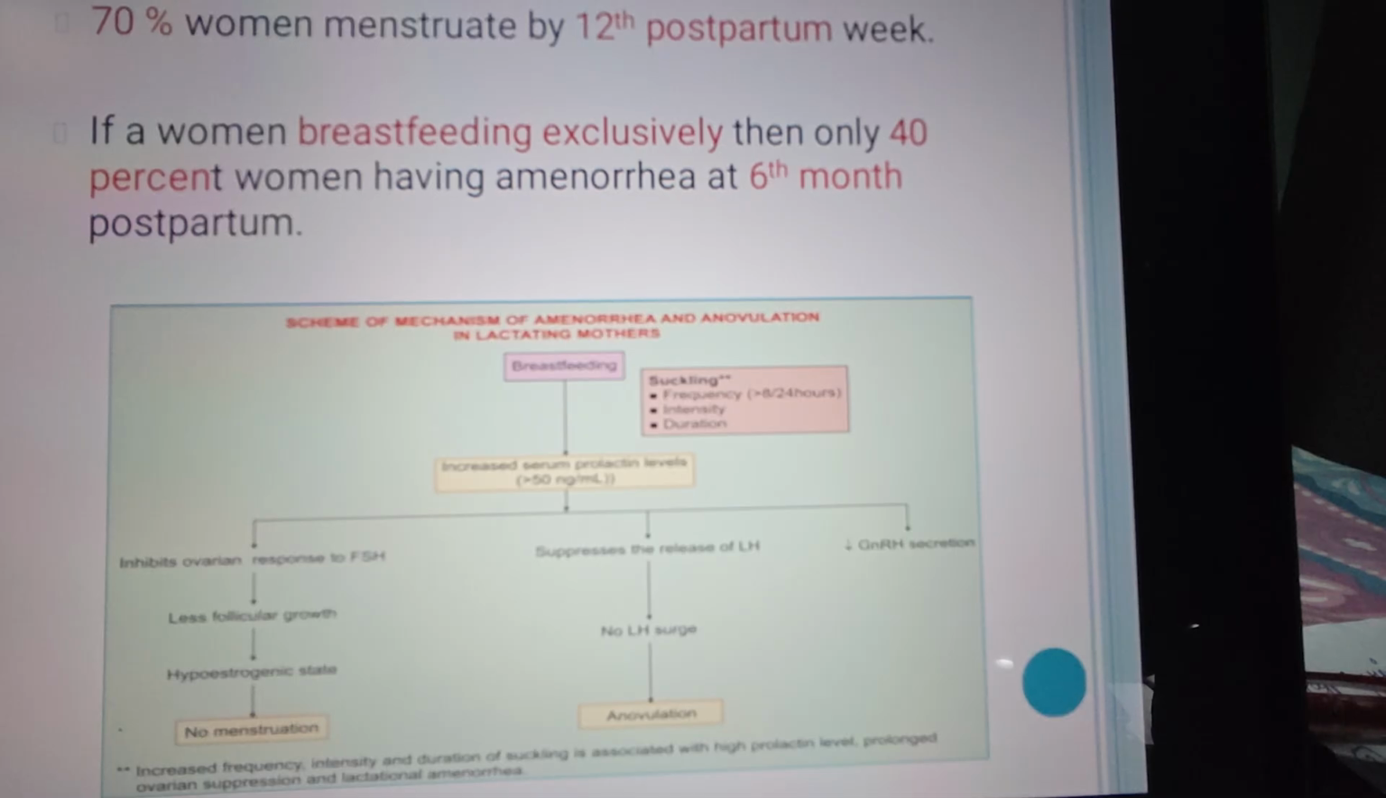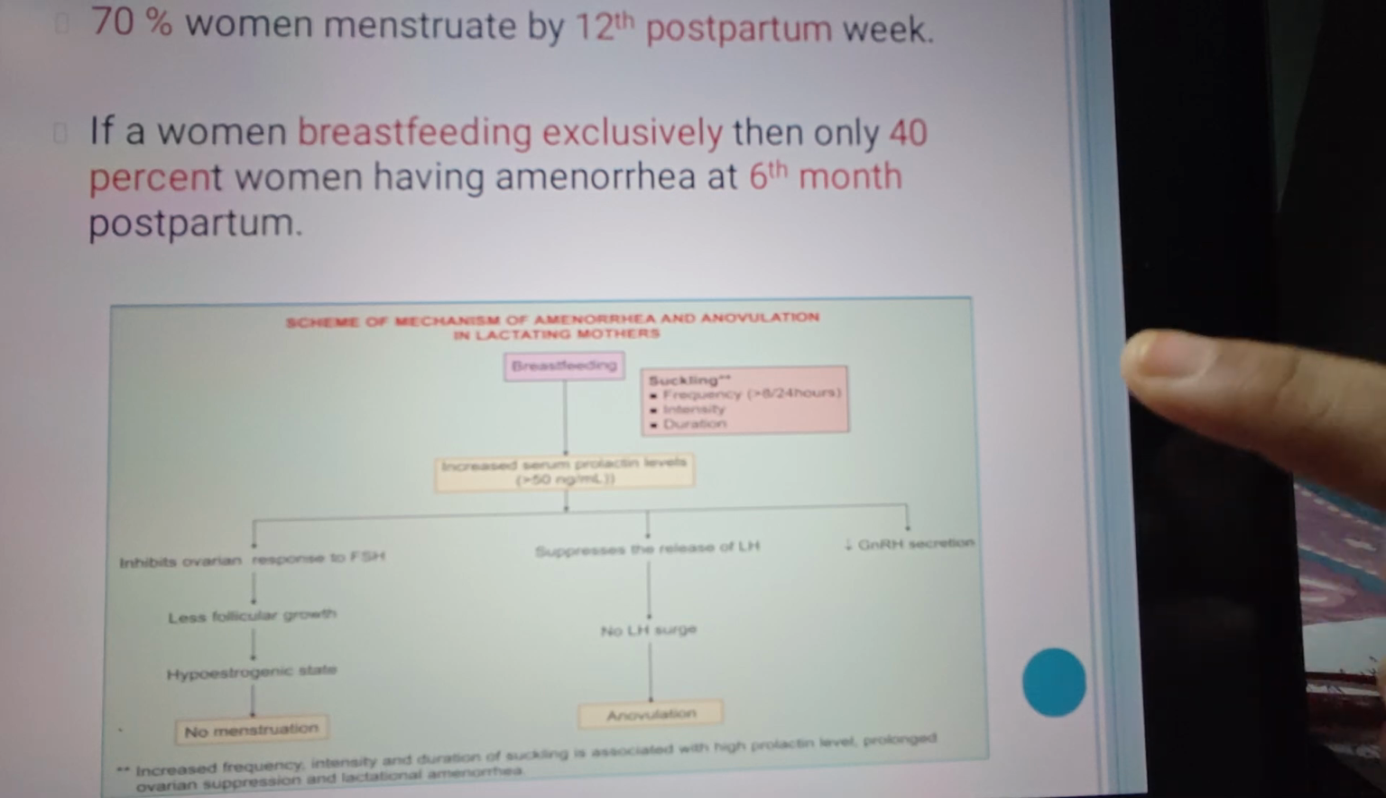So there is no menstruation, anovulation, and this high prolactin also causes suppression of GnRH secretion. This GnRH is released from the hypothalamus. So all hormones are reduced, and if the frequency, intensity and duration of suckling are increased, there is a high prolactin level, prolonged ovarian suppression and lactational amenorrhea. So this is the basis of lactational amenorrhea in a postpartum female.